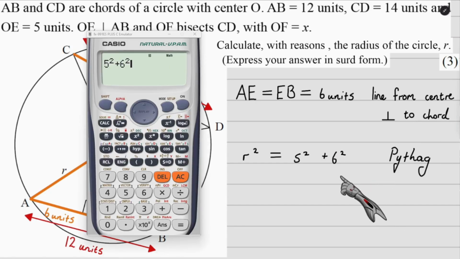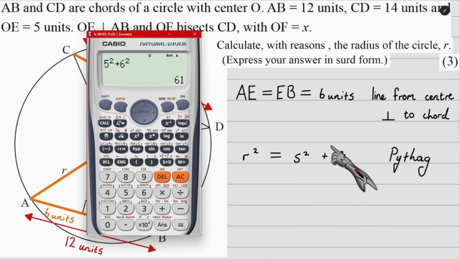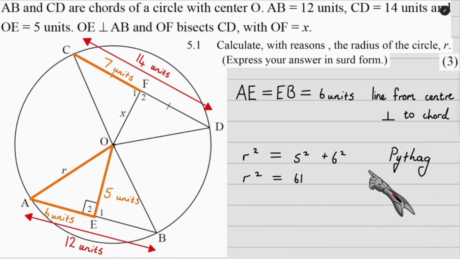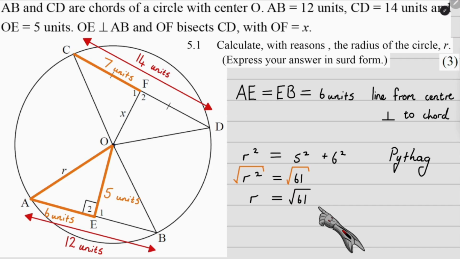Okay, and we do not take chances here. We pump that in, press equals, and we get 61. And then all that's left to do here is to get rid of that square. And I'm going to accomplish that by square rooting both sides. And then I'm just left with the radius to be the square root of 61. And they do want the answer in surd form, so I'm going to leave it just like that. And then I slap a little units there, and then I'm officially done.